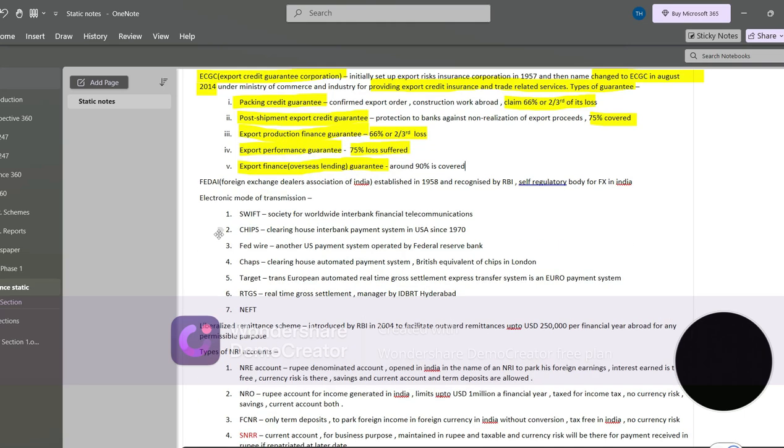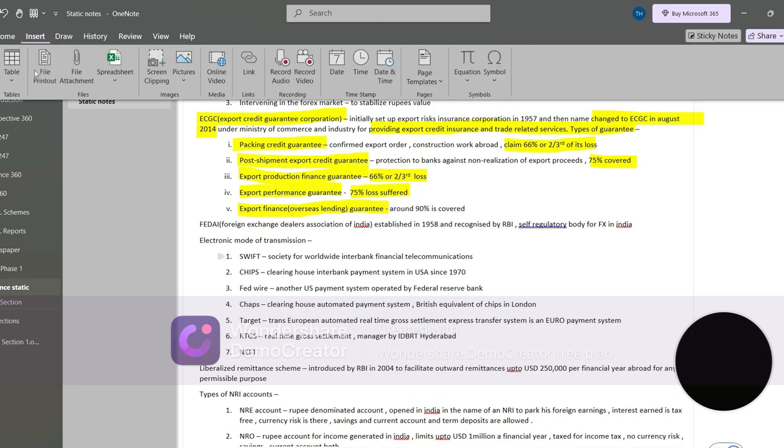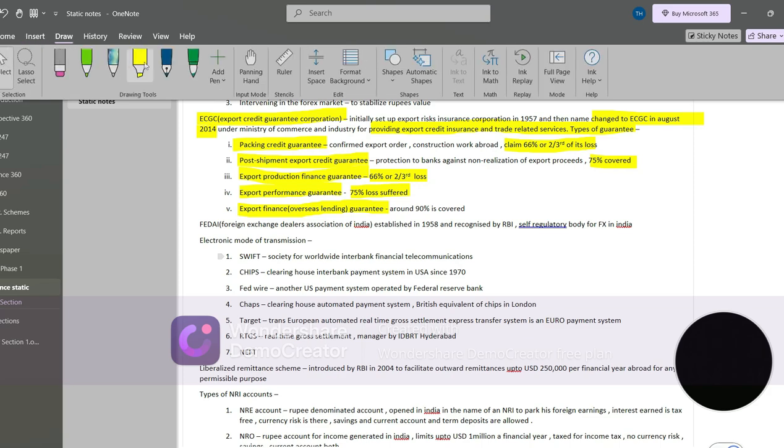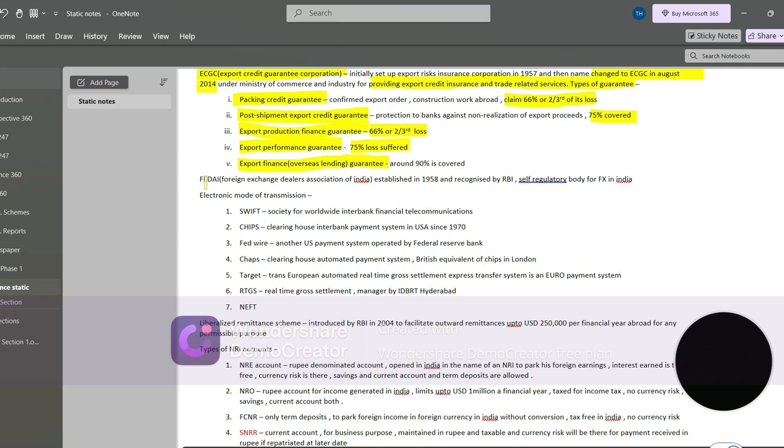Next is FEDAI. FEDAI is basically the Foreign Exchange Dealers Association of India. This was established in 1958 and it is recognized by RBI as well. It is a self-regulatory body for foreign exchange in India. This is important.